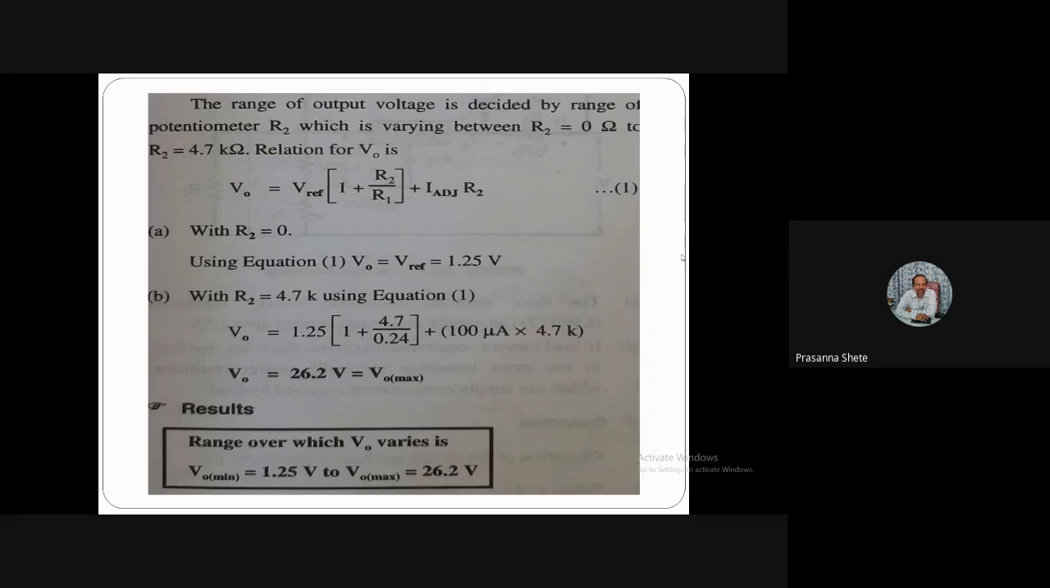Now, as I said, we have two cases. Case A: R2 is 0. We get the output equal to 1.25 volts, which is V reference. Case B: R2 is equal to 4.7k, using equation 1. The output voltage is calculated as 26.2 volts. That is the maximum output voltage. So using a pot of 4.7k in this problem, we can vary the output voltage from 1.25 volts to 26.2 volts. Are you getting this point? So this is the advantage of the variable IC voltage regulator LM317.